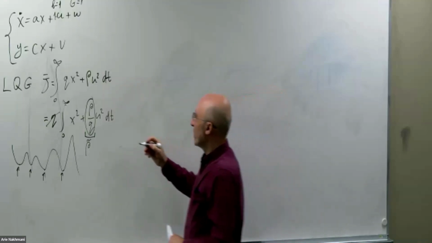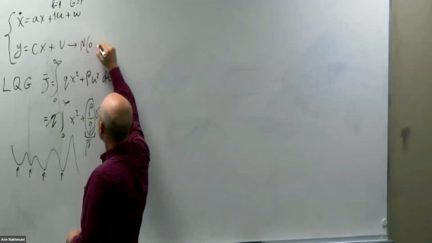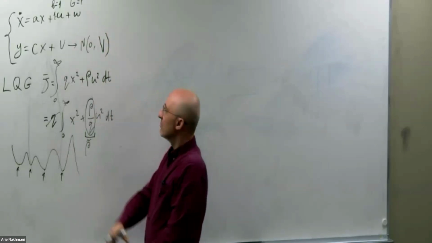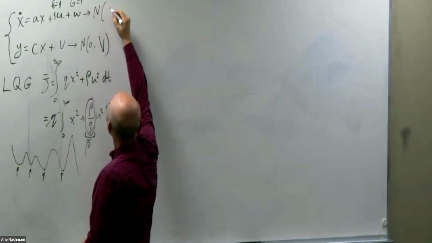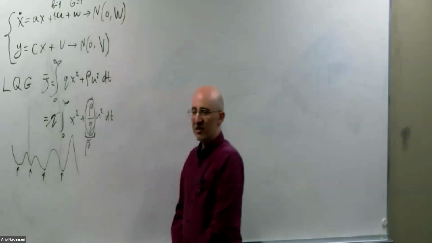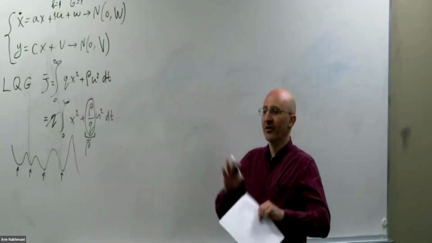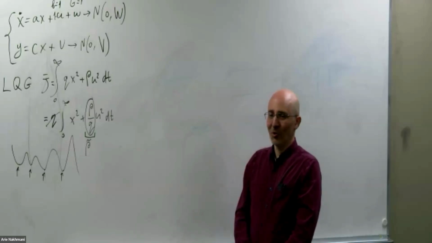Okay, so we also know that this noise is normal with zero mean and variance V. And this one is distributed as normal noise, zero mean, and variance W. Again, generic numbers. We will solve it all generically, for all these variables.